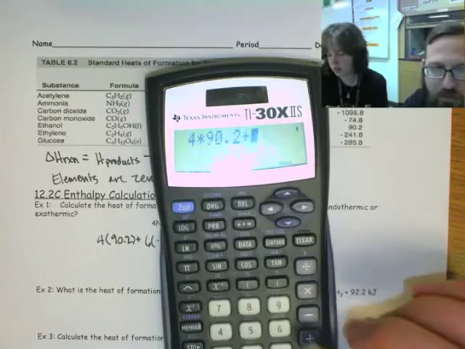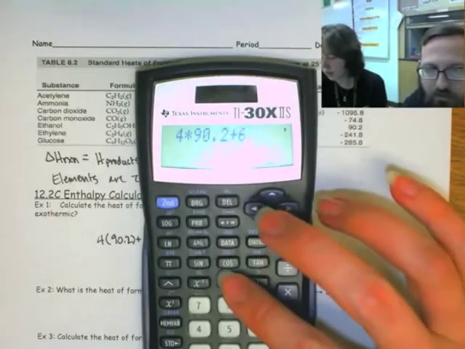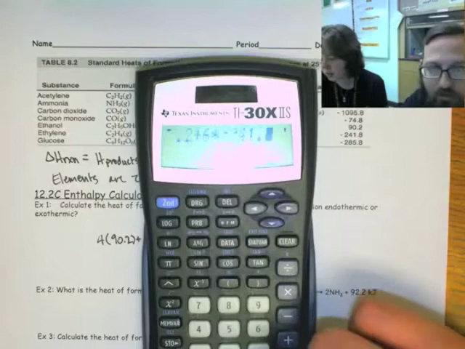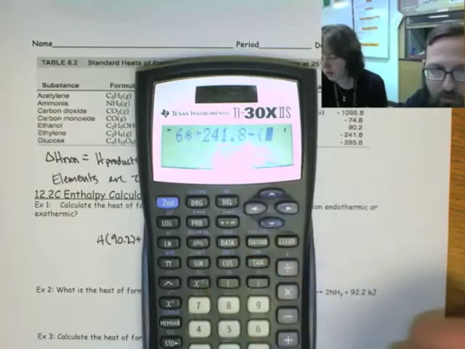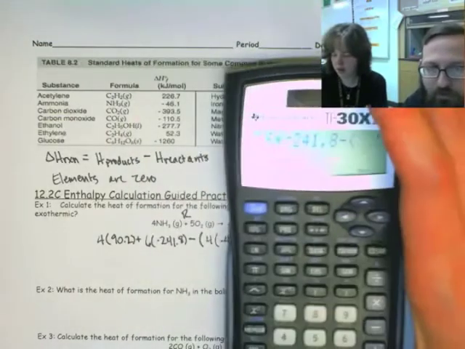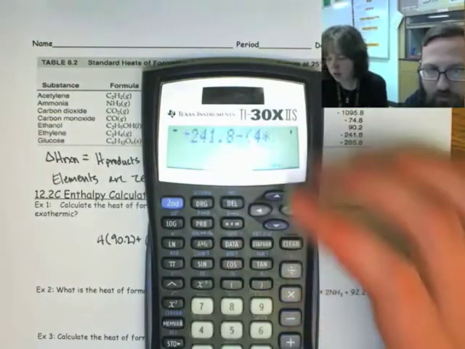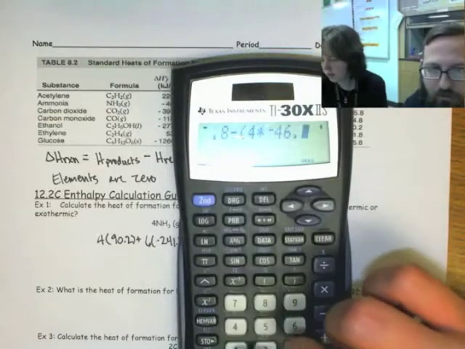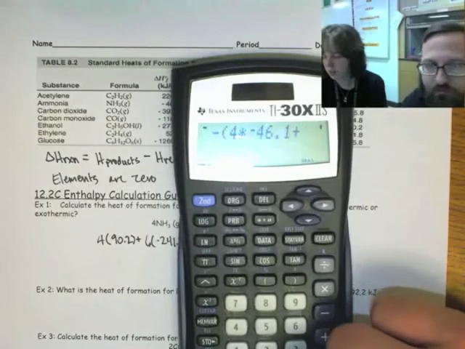plus 6 times negative 241.8. And make sure you're using the negative, not the minus. Minus, use parentheses just to be safe, we had 4 NH3s, and that was negative 46.1. Plus, we could just leave this out, but just so we keep track of everything, plus our 0.